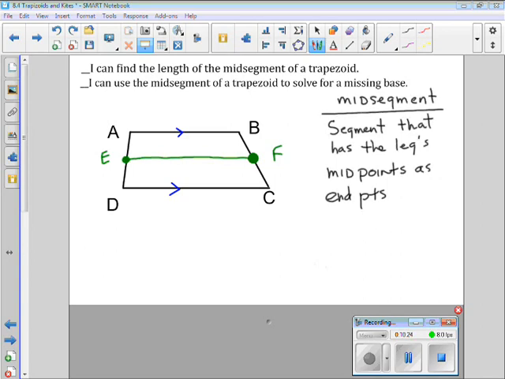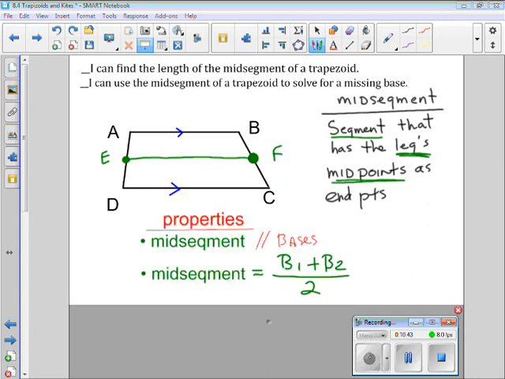Okay, so a midsegment is basically a segment that has the legs' midpoints as endpoints. So the legs, remember, those are the non-parallel sides, and so the midsegment takes the legs' midpoints and makes them the endpoints. All right, two other properties that I want you to make sure that you understand about the midsegments is that the midsegment is parallel to the bases.